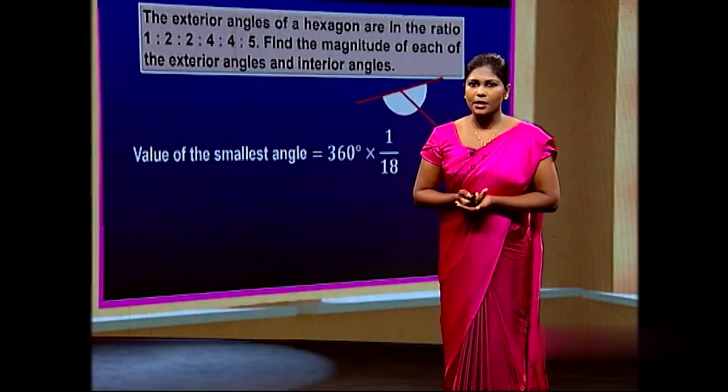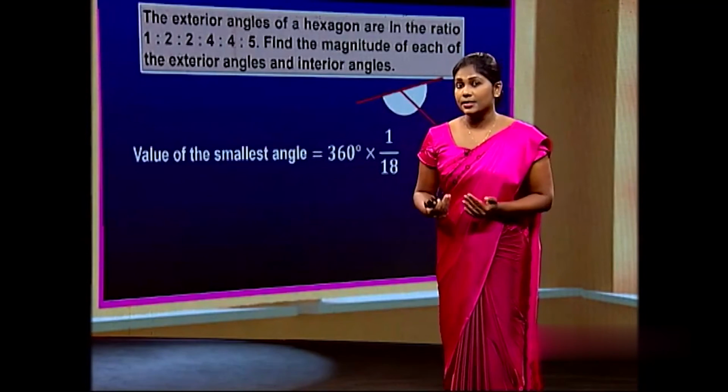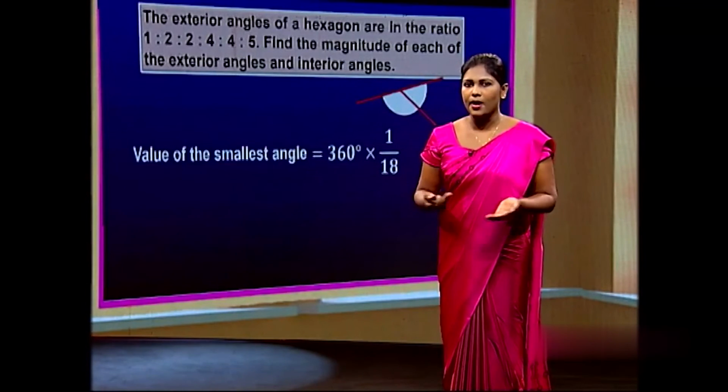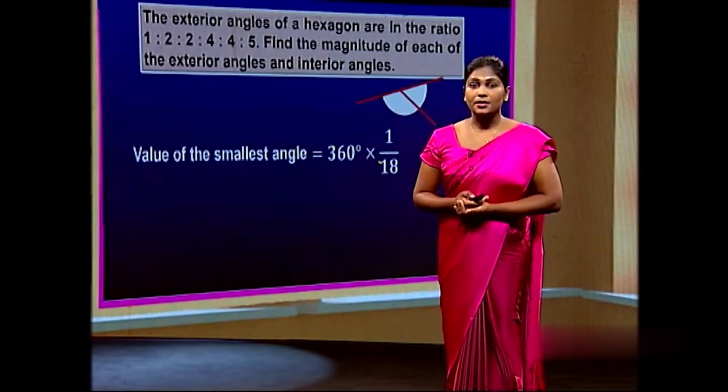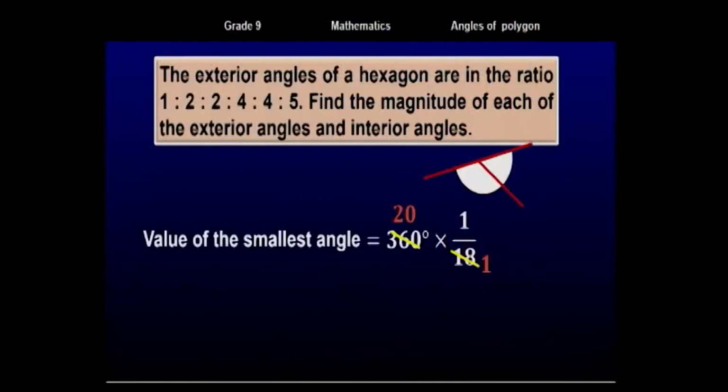So, what is the value of this? 360 divided by 18. Tell me the value. Yes, what is the value? You can divide like this, 18 and 360 degrees, then 20 degrees. In this hexagon, the smallest angle is equal to 20 degrees. Then we find the interior angle of it.